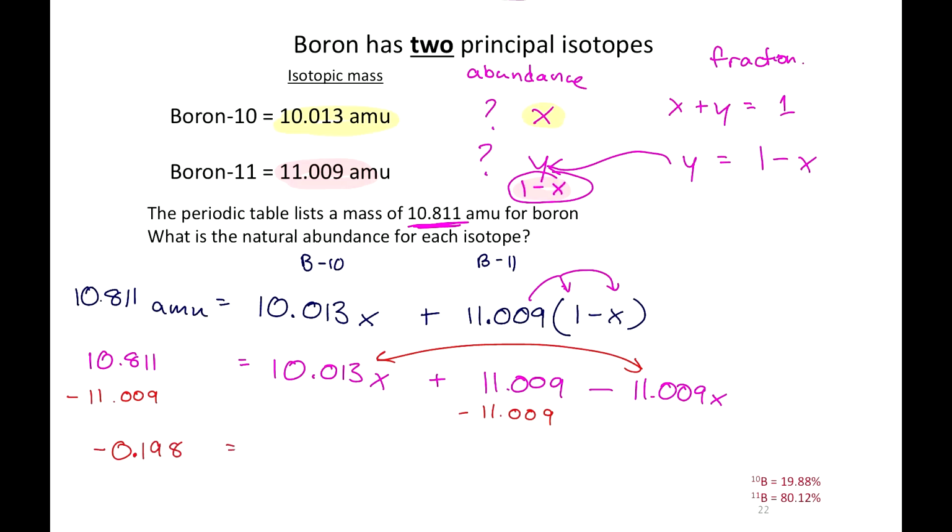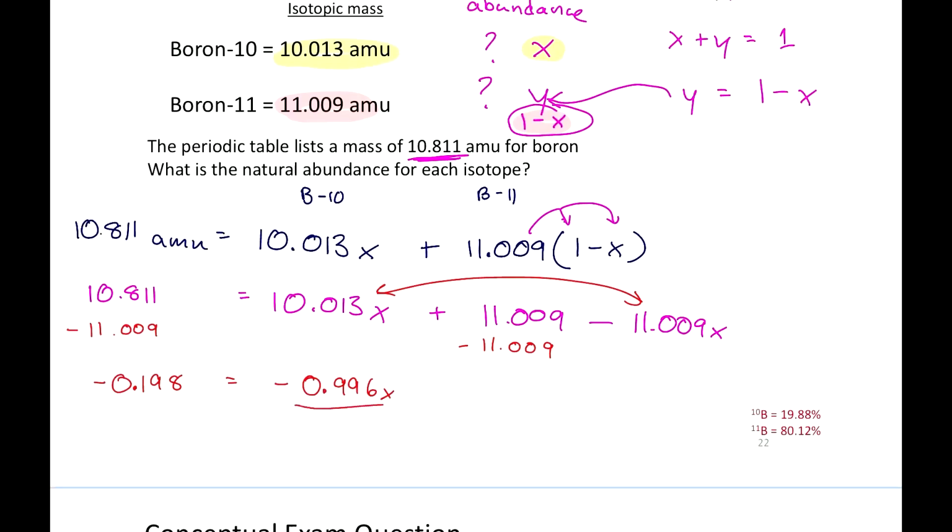0.198 equals, we're subtracting 10x minus 11x. So this becomes negative 0.996x. That is something we can solve, right? That's just an x term. So what are we going to do to solve for x? Divide both sides by negative 0.996.